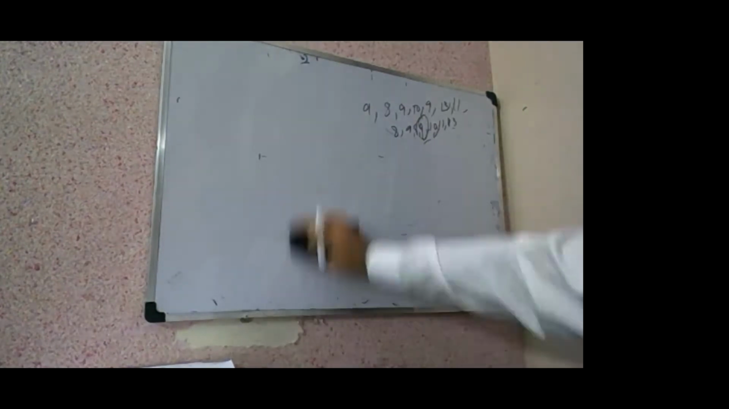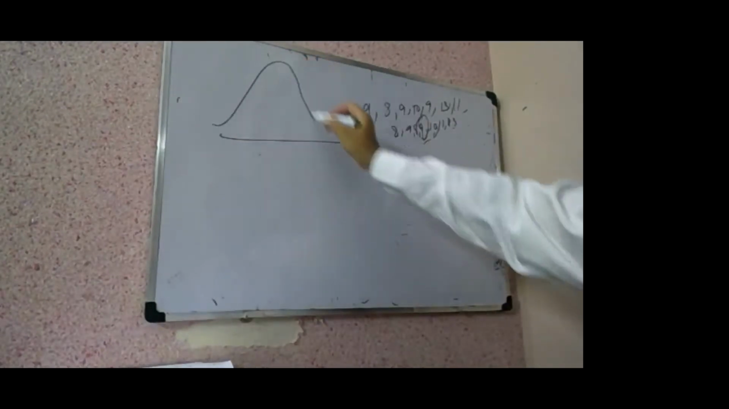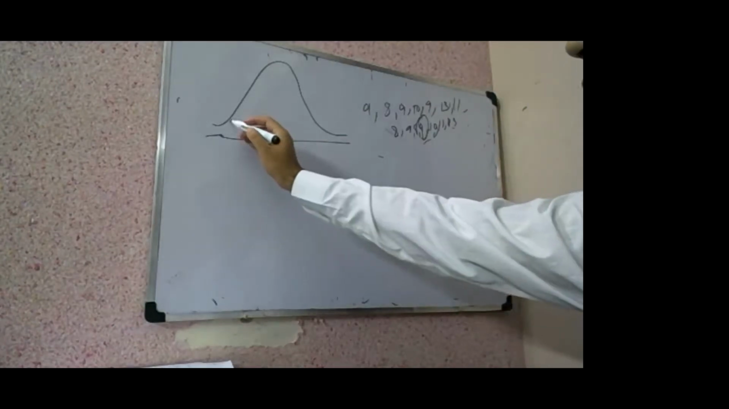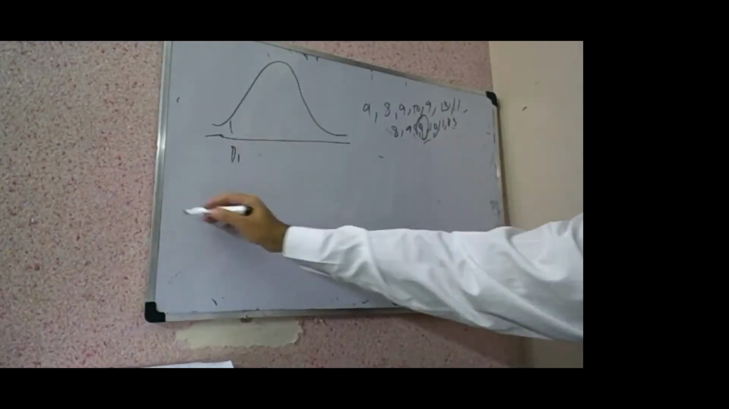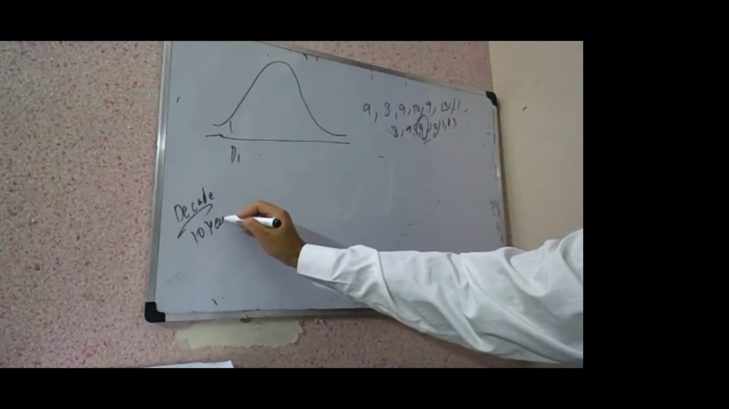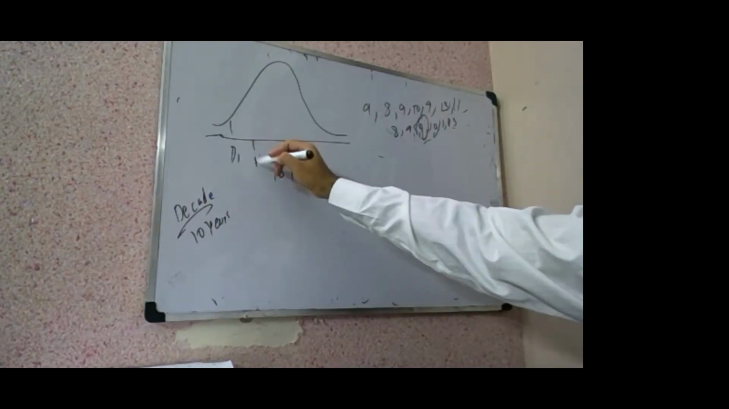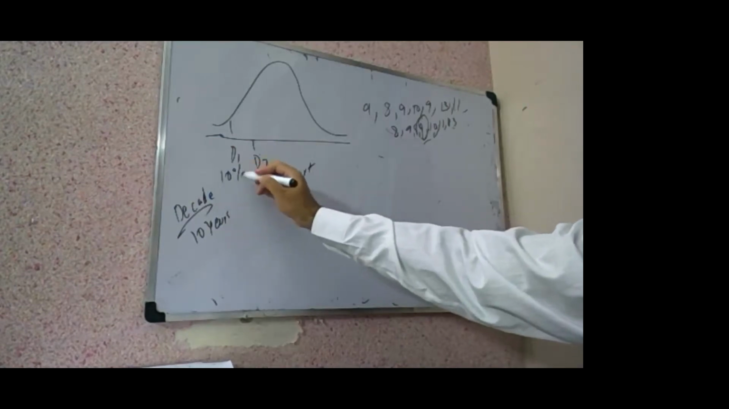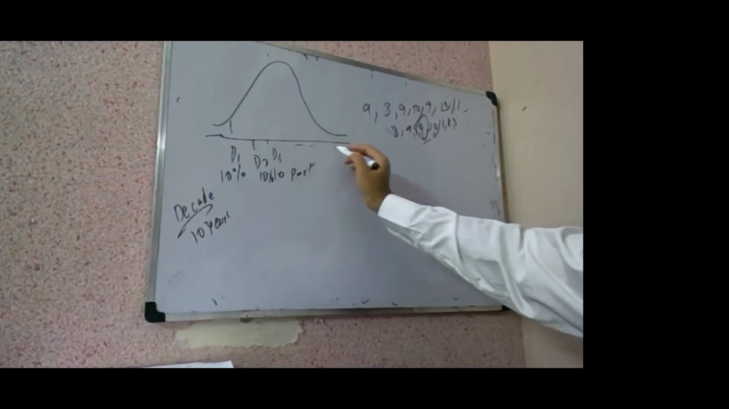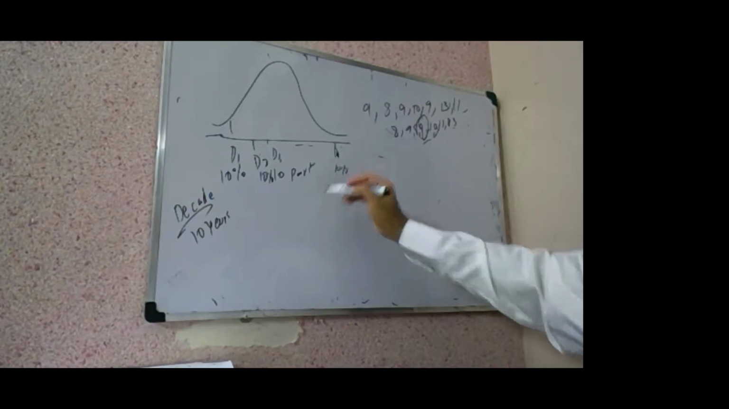Let's talk about decile. It's a similar topic. In quartile, we divide into 4 quarters. In deciles, we divide into 10 decades, right? Decades means 10 years. So we divide into 10 parts. Each part contains 10% of the data, right? D1, D2, D3, and so on until D9, because the whole is 100%, so 10% each.